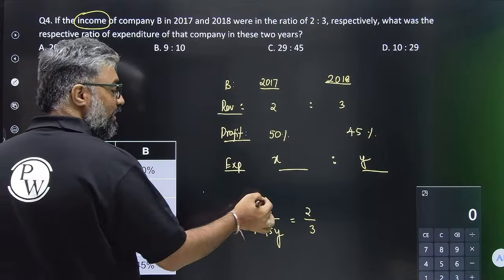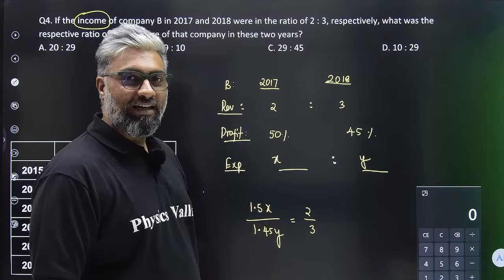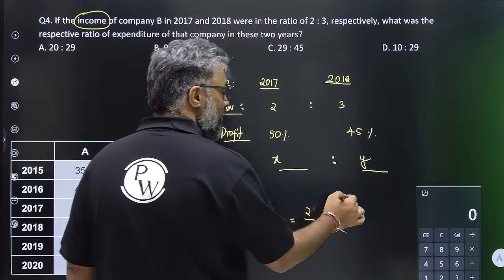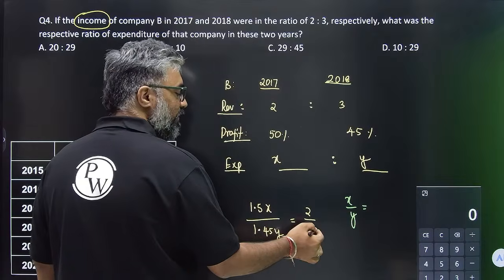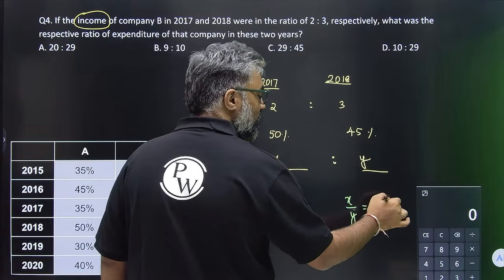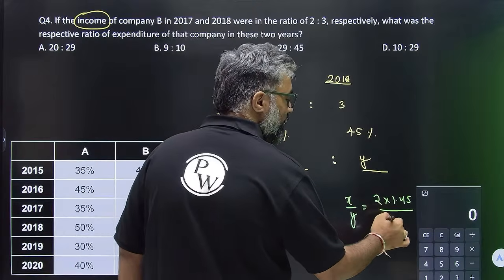Now my job is to find X and Y. My actual job is to find X and Y. Getting it? Not the actual values, just the ratio. So what will I do? How do I find X and Y? X by Y would be, I'll take this 1.5 down there, 1.45 up there. Yes. This will be 2 into 1.45 divided by 3 into 1.5.